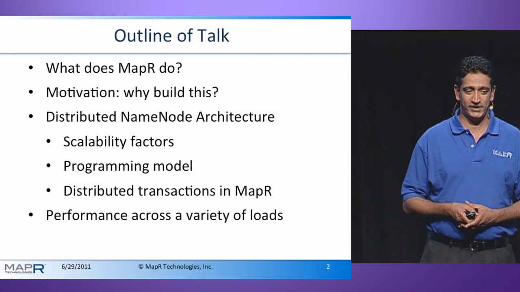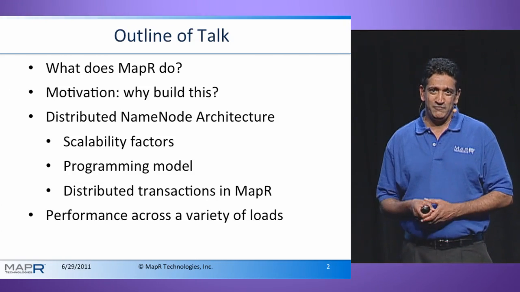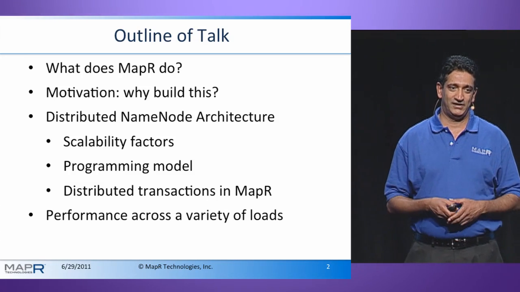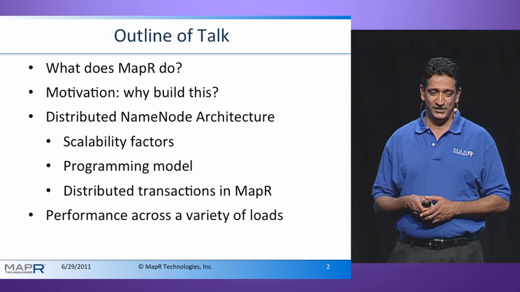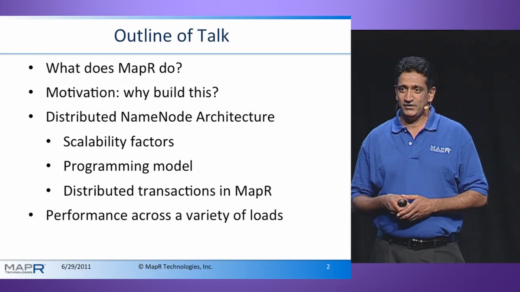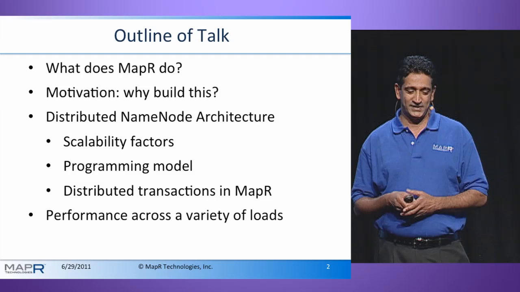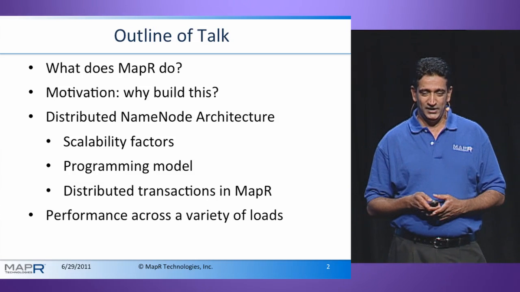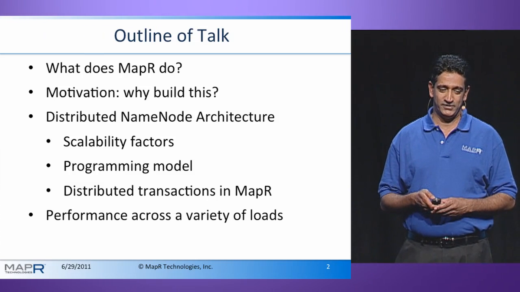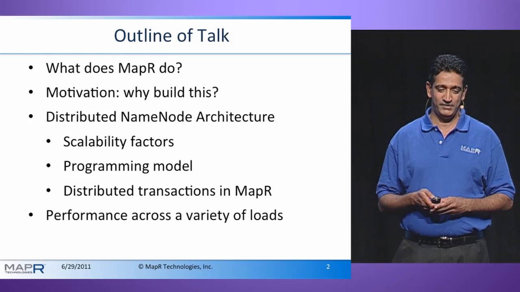We are fairly new to the game. So why did we build this? What prompted us to go and build a completely different thing here, more or less completely different? We introduced something called a distributed name node. So I'll discuss the architecture, why we came to that conclusion, what affects its scalability, what's the programming model, and how we put things together with distributed transactions, and we'll see, does this really perform well?